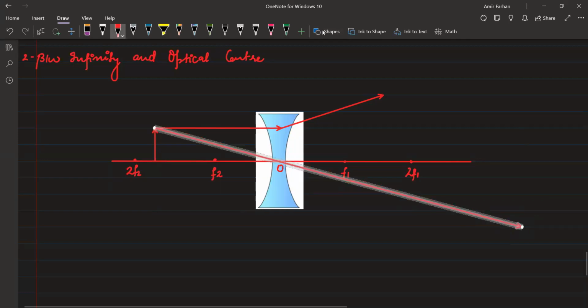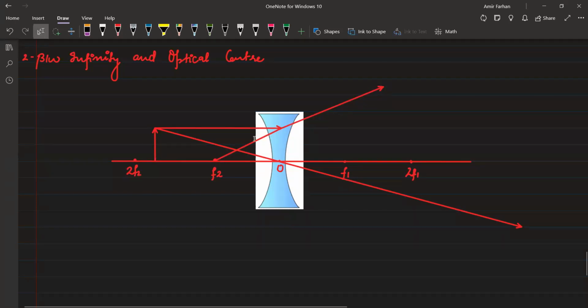As you can see, these two rays are going in different directions, so they are not going to merge. If I extend the line in the backward direction, this line, being parallel to the principal axis, will pass through the focus, obviously. So this is the intersection point of these two rays, the point of image formation. Clear, everyone? Yes, sir. u is between infinity and O.